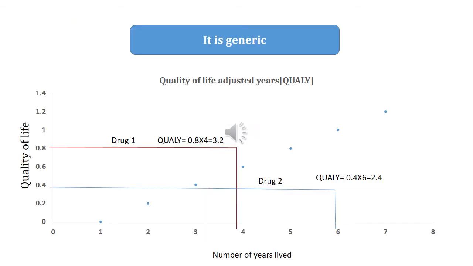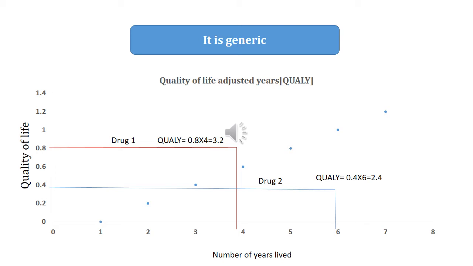So let us now first understand the concept of QALY. Consider a graph with x-axis and y-axis. Now on the x-axis you have the number of years lived, and on the y-axis you have quality of life. Consider drug 1. On the scale of number of years lived, the score is 4, while on the scale of quality of life, the score is 0.8. So if you have to consider drug 1 and calculate the quality adjusted life years or QALY, it is 0.8 multiplied by 4, which is 3.2.